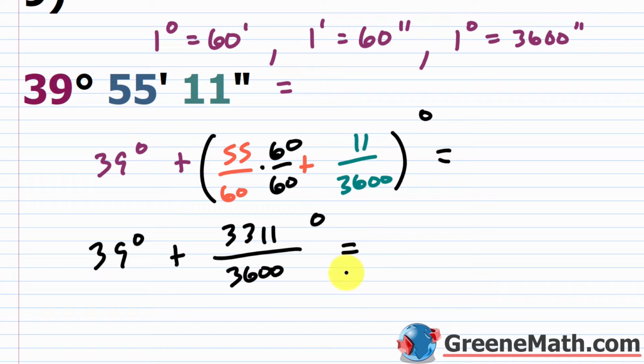And so this would be equal to what? So if I divide this on my calculator, I'm going to get, let me write this 39 first. So 39 point, you're going to have 919 and then 7, and that 2 is going to repeat forever after that. So let me put my degree symbol there.